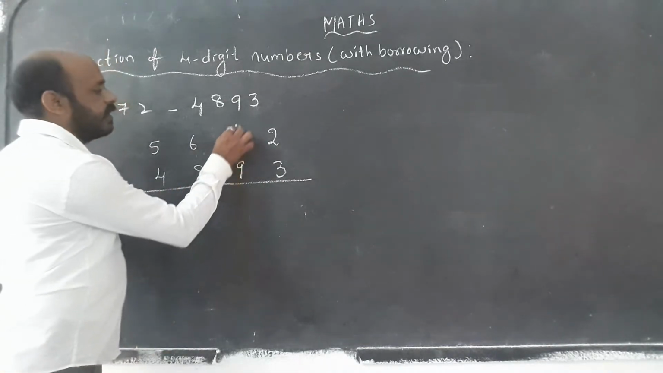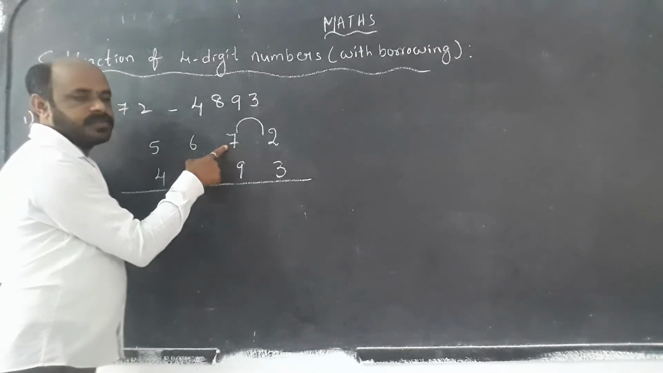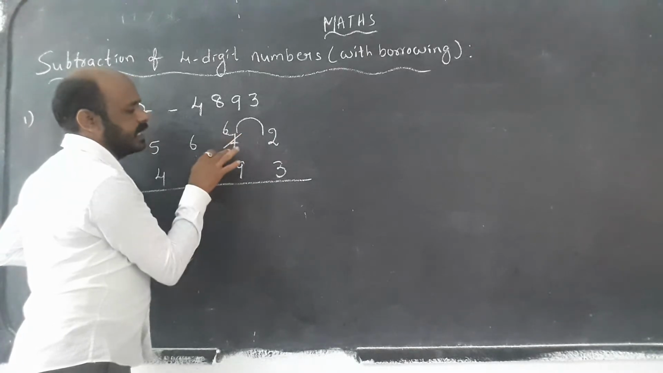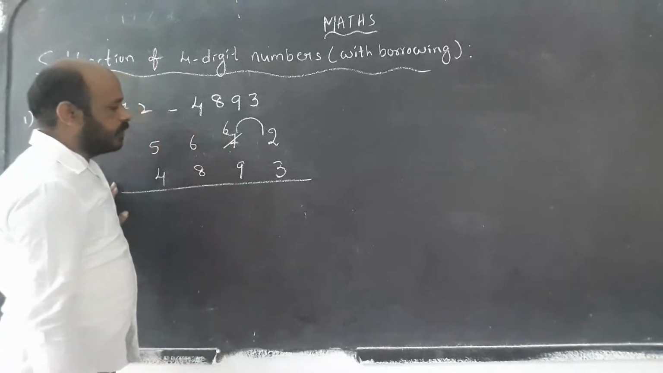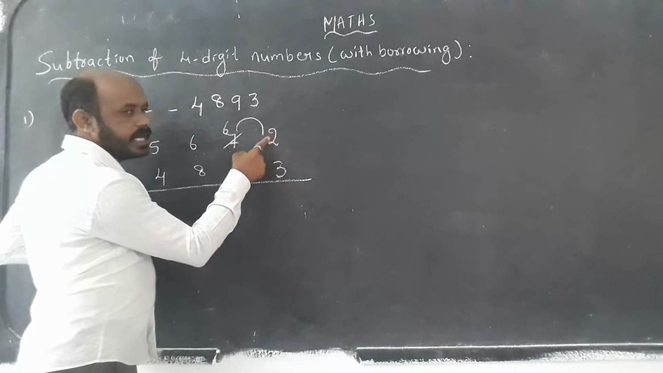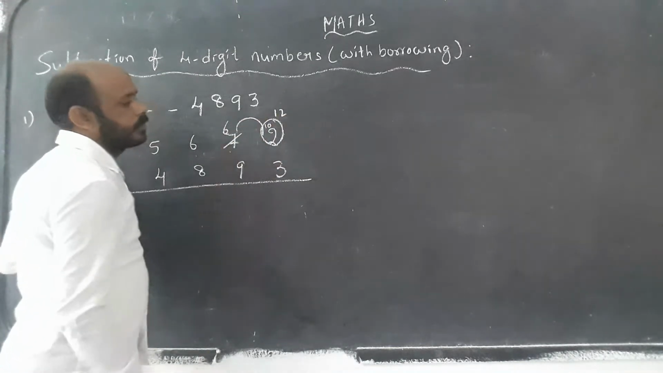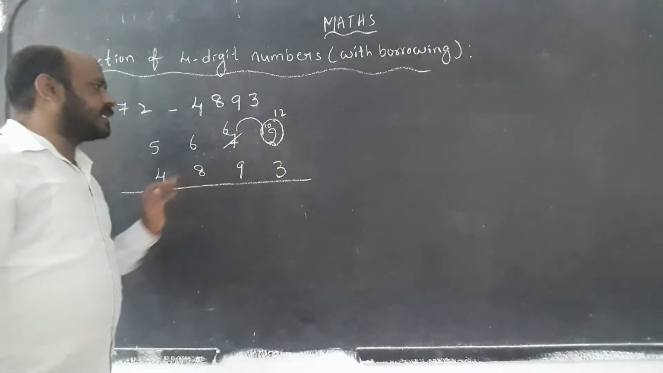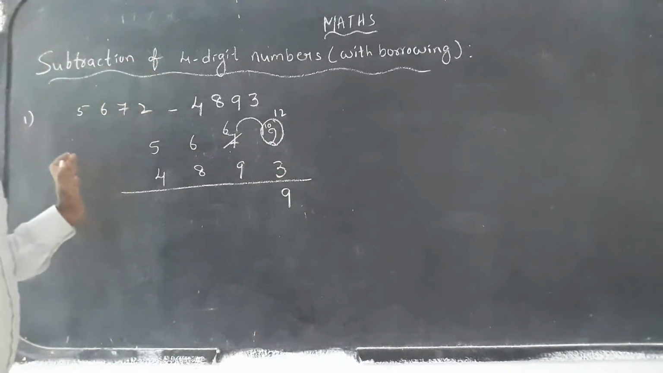The 7 in the tens place means 70. Borrow is always taking 10, so it becomes 60. Whenever we take a borrow, we have to write the reduced number, 6. Borrow always carries 10. Already 2 is here, so 10 plus 2 becomes 12. Then 12 minus 3 is 9.